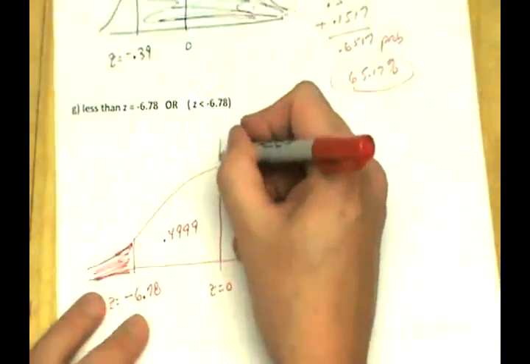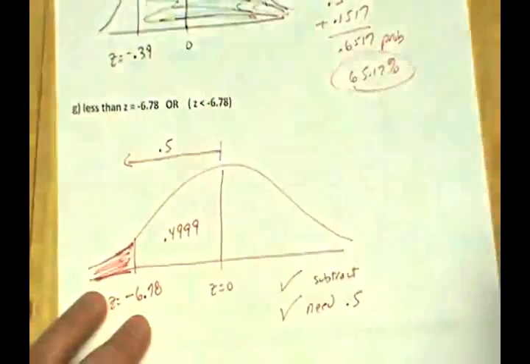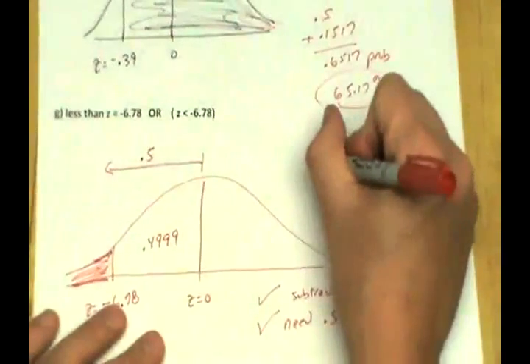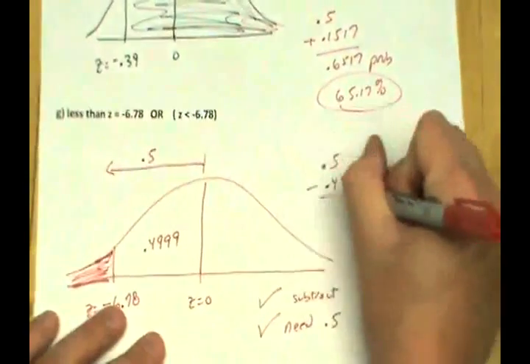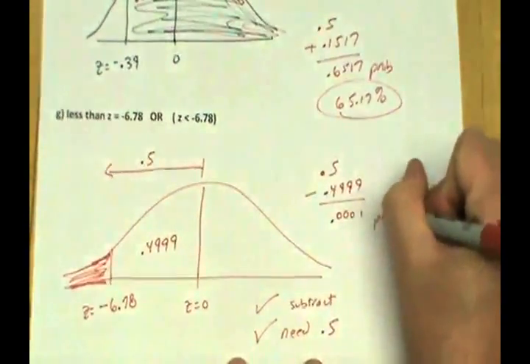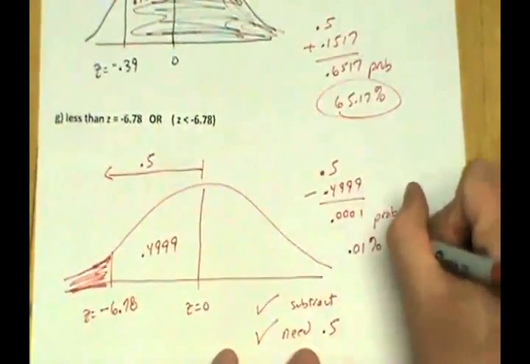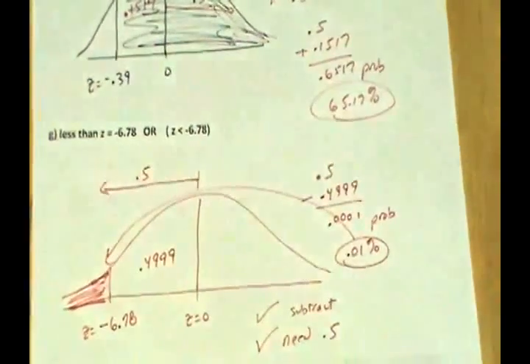Now remember, from the mean all the way over is half on the left. If I know this, plus this is half. So if I take half and take away the 0.4999, I get back 0.0001. That's the probability. Move it over to 0.01% of things lie in that shaded region over there.